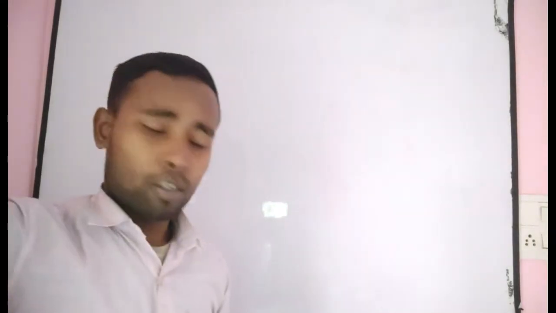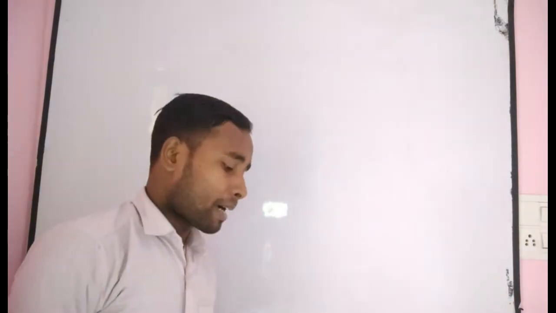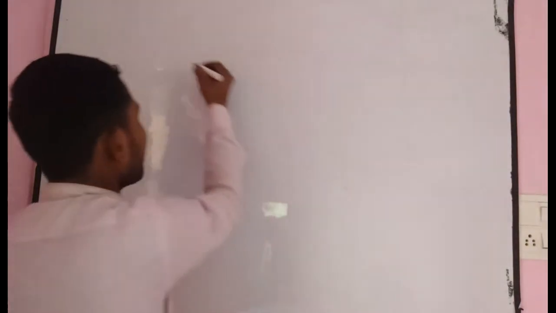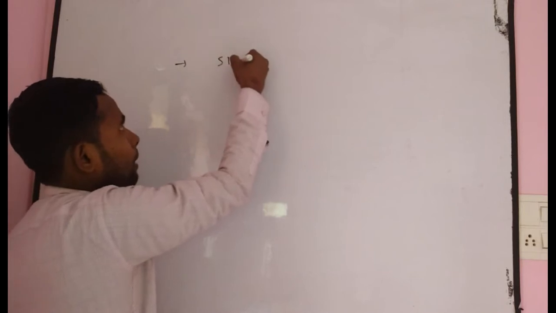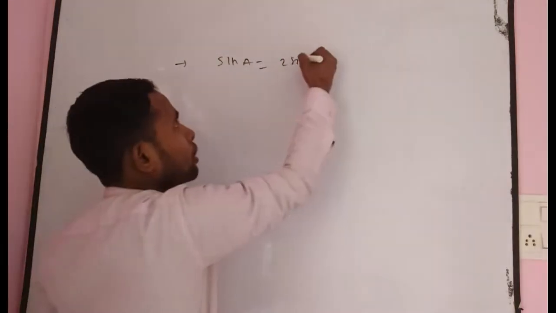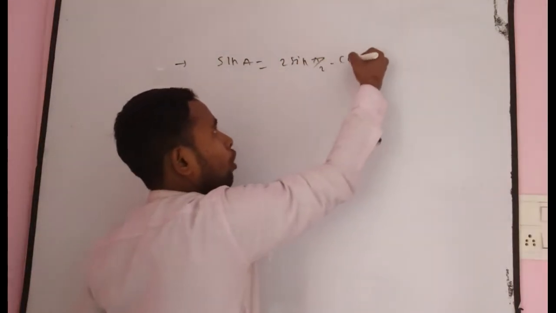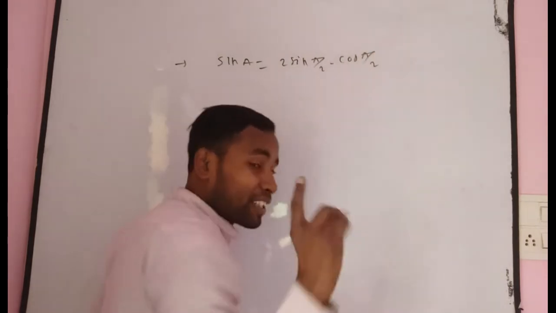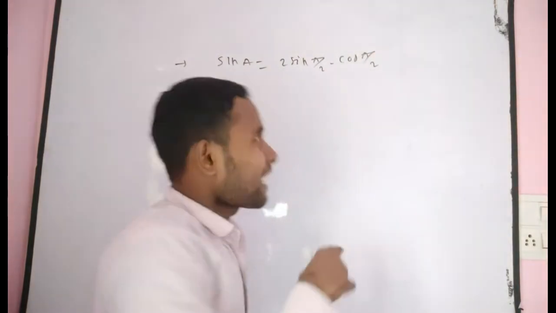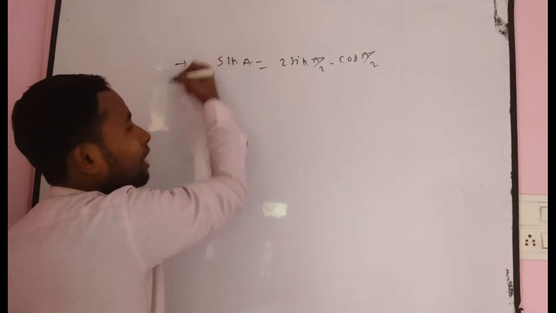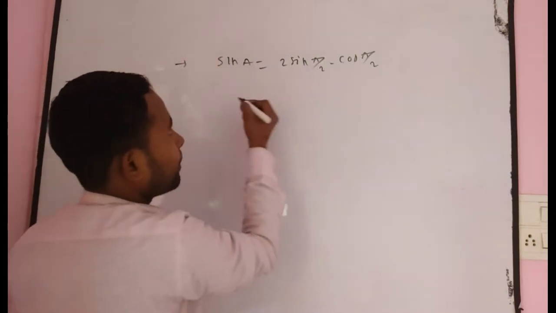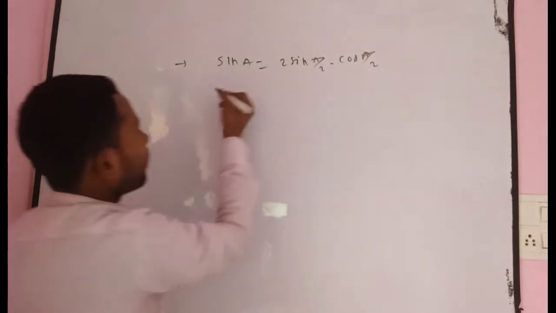Now I want to write all the submultiple angle formulas. The submultiple angle formula will be sin A is equal to what? 2 sin A by 2 into cos A by 2. Now you definitely wonder how you can prove it. It is also very easy. Firstly, I want to write all these formulas, and after it I want to prove it.